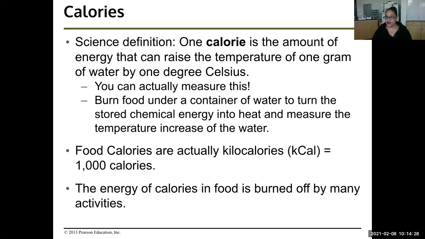Food calories are actually kilocalories. And the energy of calories in food is burned off by many activities. Even sleeping burns calories. Just a little bit, not a lot, but pretty much every action you take burns some calories. Of course, the more calories you burn, that's when you lose weight.